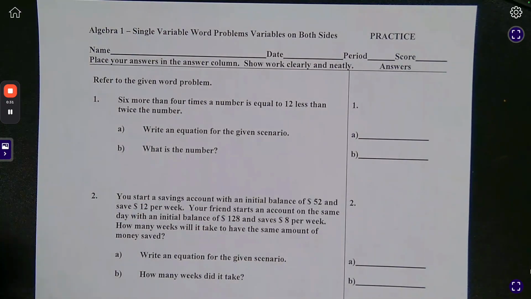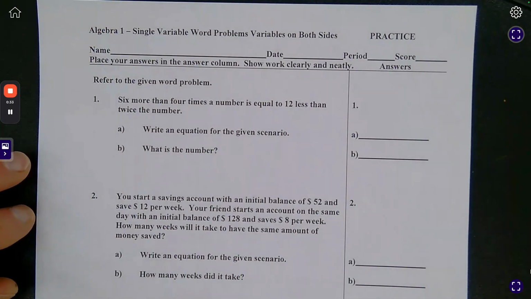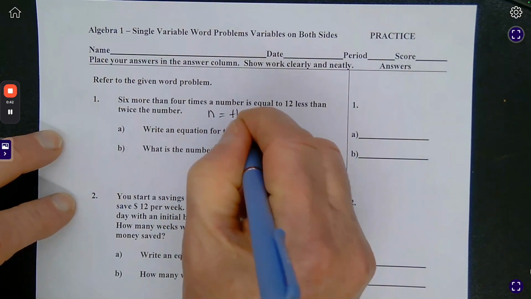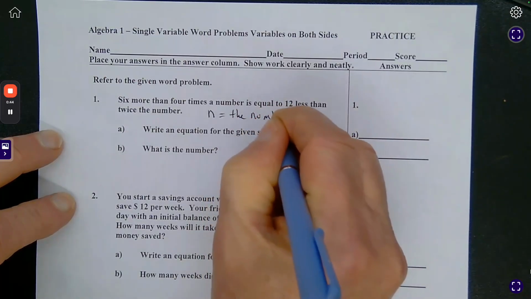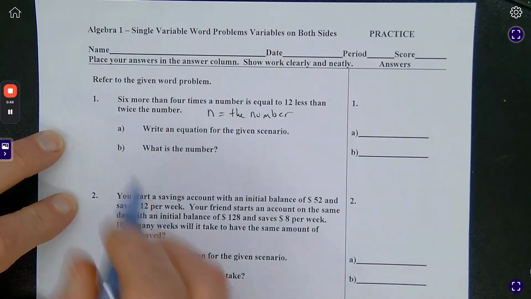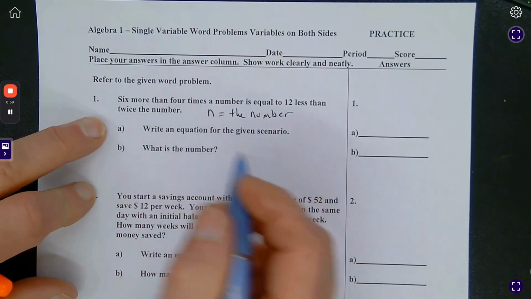6 more than 4 times a number is equal to 12 less than twice the number. Okay, so I'm going to let n equal the number, because that's my unknown, right? Unknown means variable. So n is the number. 6 more than 4 times the number.